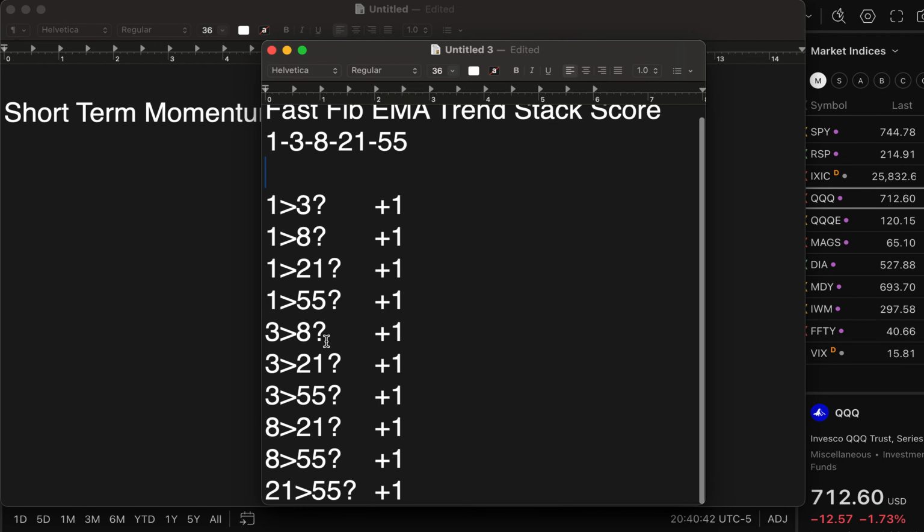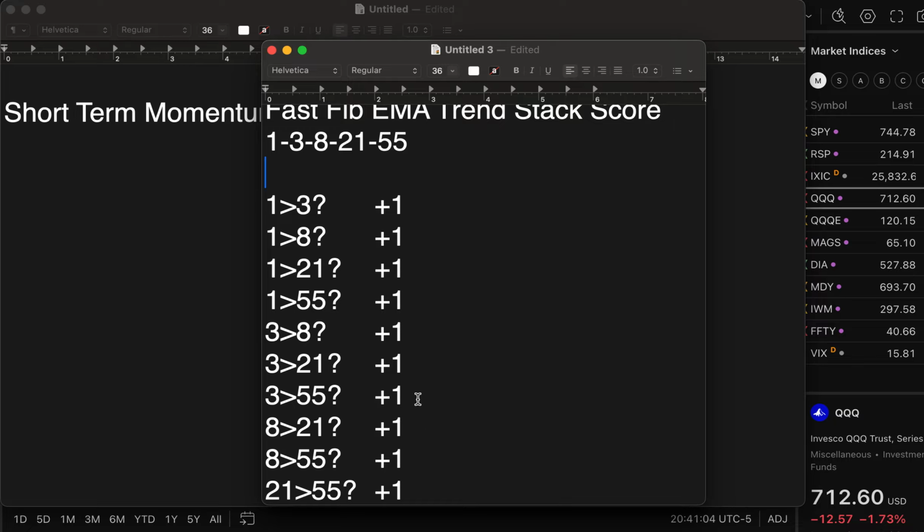Then is the 3 above the 8? Is the 3 above the 21? Is the 3 above the 55? And then is the 8 above the 21? Is the 8 above the 55? And finally, is the 21 above the 55? So if all of these answers are yes, that's a perfect uptrend, and you get a score of 10 out of 10.